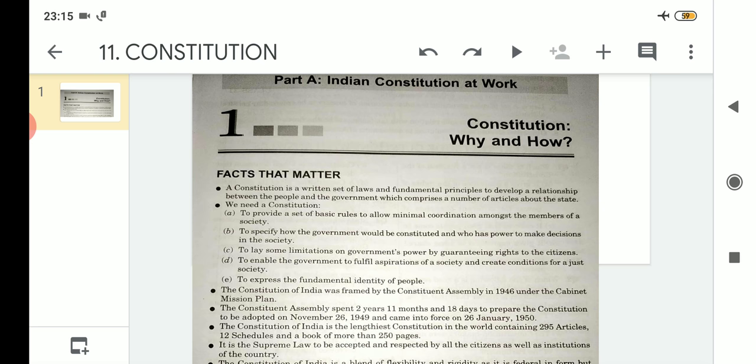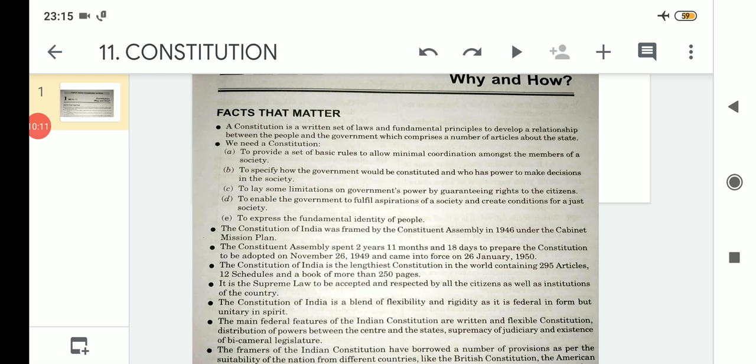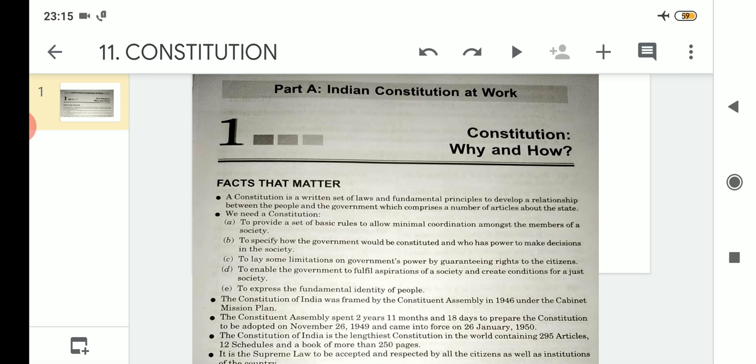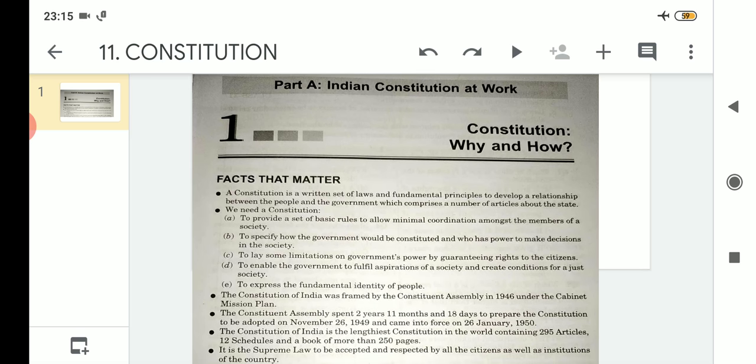So in today's chapter we read about the definition of constitution and the need of the constitution. Then we also read about how the Constitution of India was framed and how much time the Constituent Assembly actually took to make it. And we also read that the Constitution of India is the lengthiest written constitution in the world, and the reason for that is it has 295 articles, 12 schedules, and as a book it has more than 250 pages. So I hope that whatever points we discussed today are now clear to you. With this I will wind up today's topic.